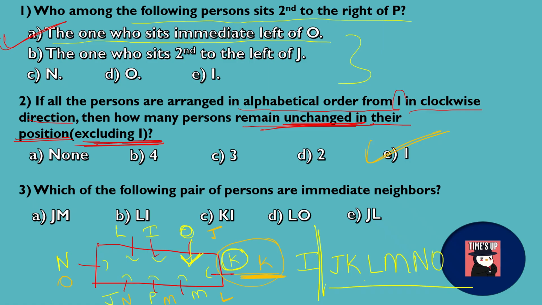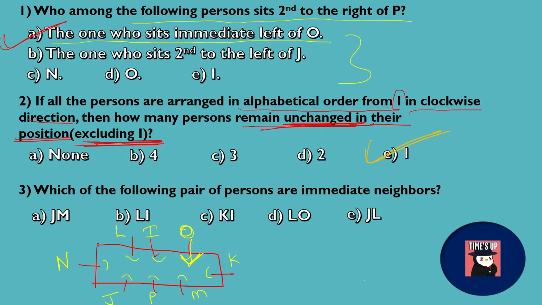Third question. Which of the following pairs of persons are immediate neighbors? They are asking which of the pairs are immediate neighbors. J and M. J is here, M is here. So J and M cannot be. Yes, the other pair are immediate neighbors.